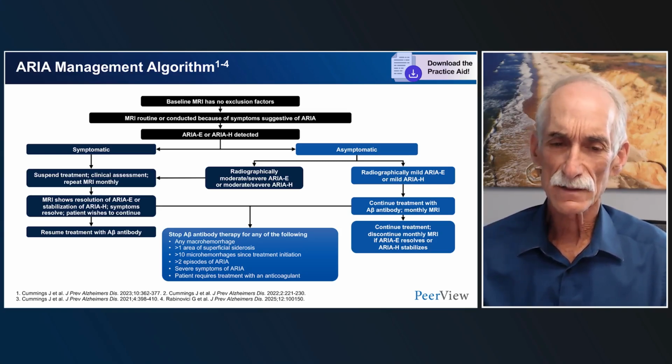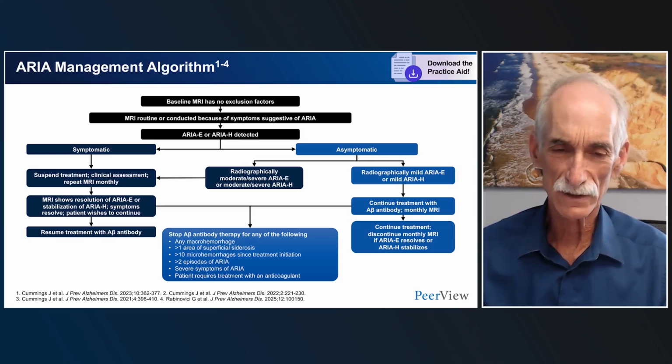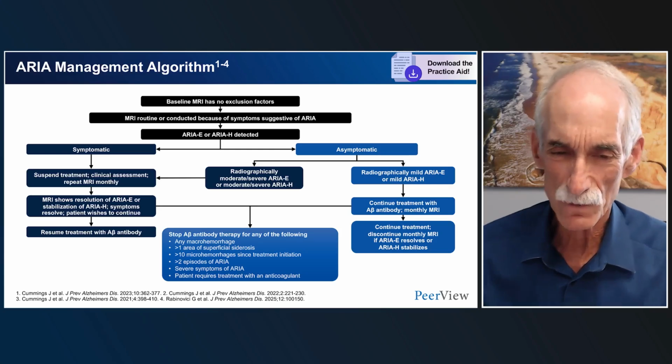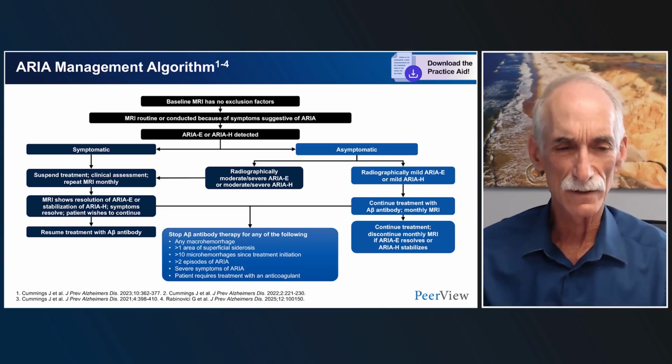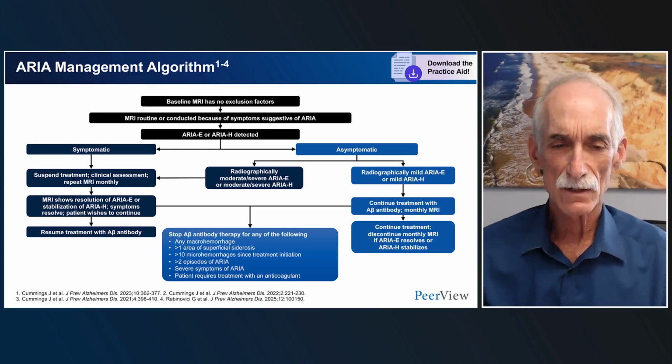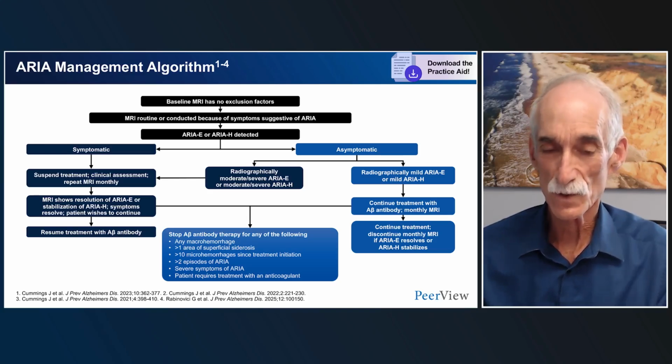If it's symptomatic or radiographically moderate to severe, then the plan should be to suspend treatment, monitor clinically and with MRI until the ARIA-E resolves and the ARIA-H stabilizes. The microhemorrhages won't go away typically, but you want to make sure they're not still accumulating. And then once it does resolve and stabilize, you can decide whether or not to resume treatment.